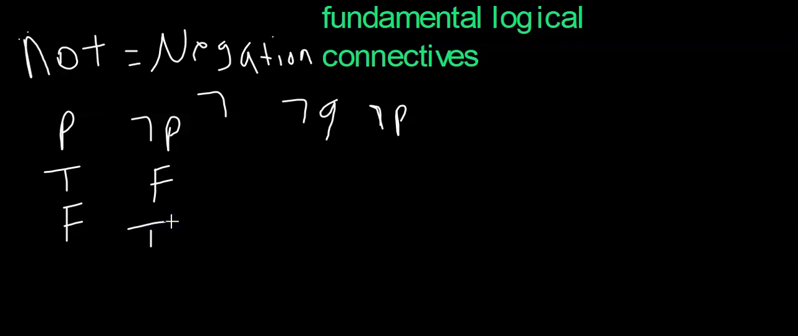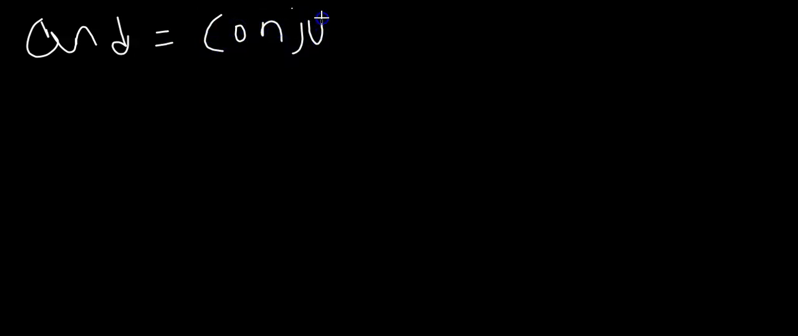Okay, now let's go to the second formula that you need. The second formula that you need is called AND, or sometimes they also call this conjunction. So this one is the second one. Conjunction, or AND, is symbolized as this one. So this is what conjunction is.